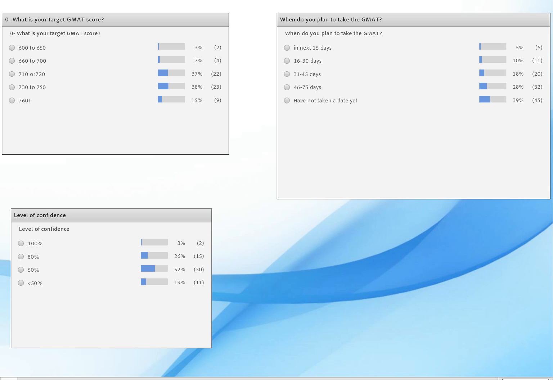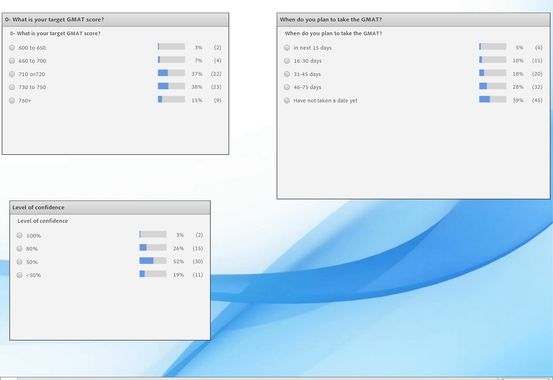The third question that I asked was on the level of confidence, and I see only 2 people have marked 100%, as you can see over here. 98% of you tell me that your confidence is below 100%, and there are 19% of you who tell me it's less than 50%. So I'm going to give you the poll after we are done with the session, and then we'll check whether this number goes to 100% or not, right?